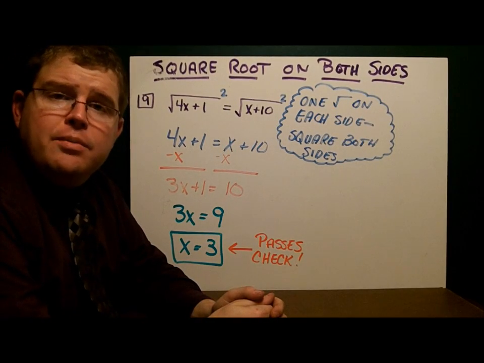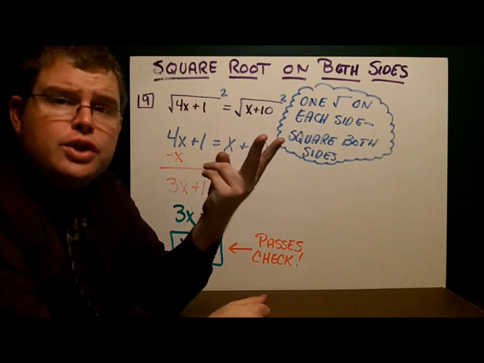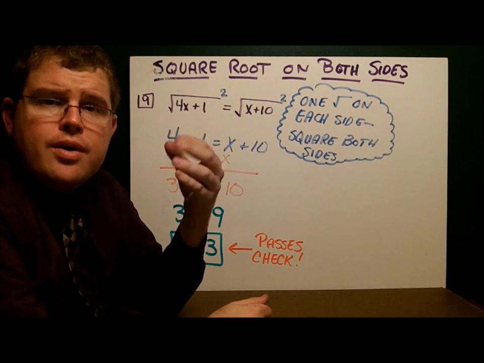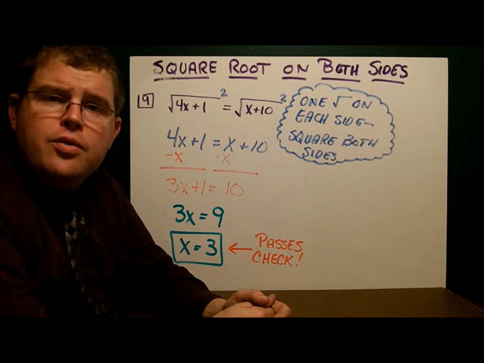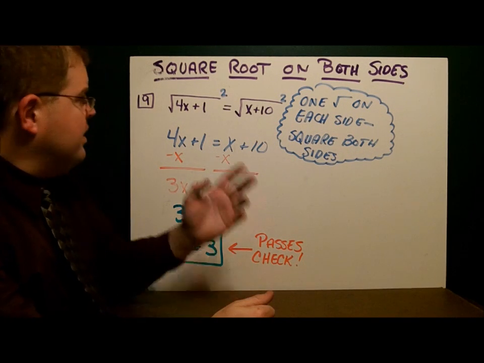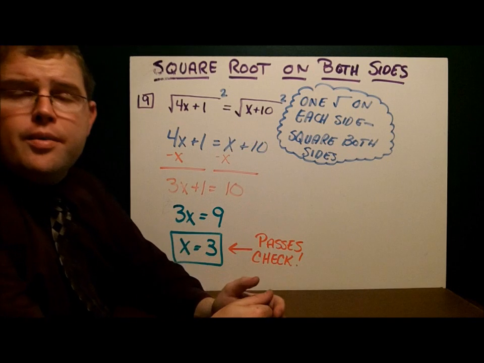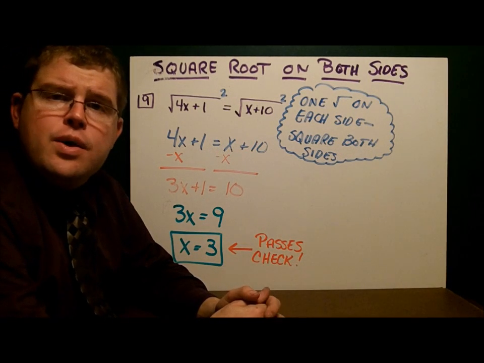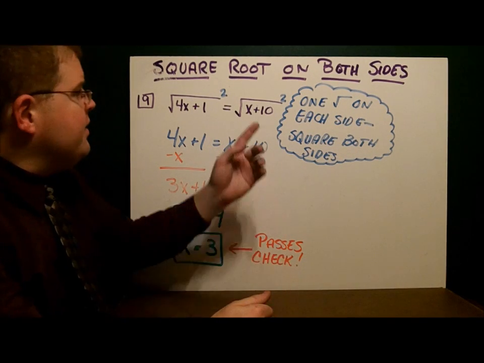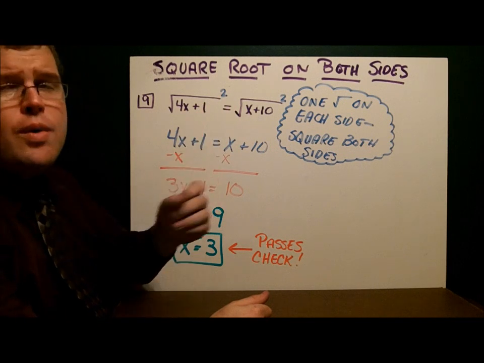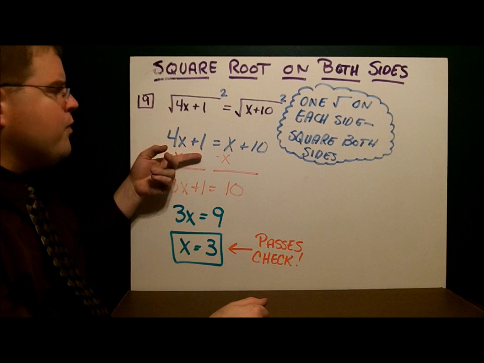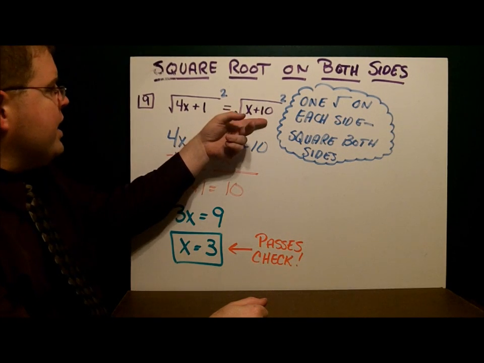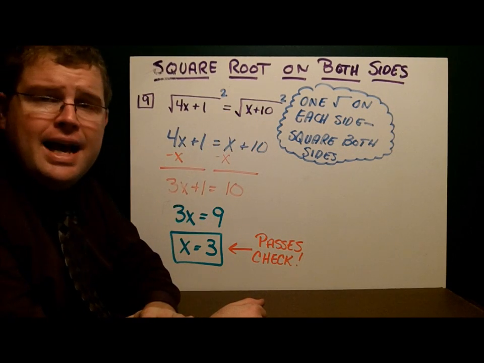Example 9 is a little bit different. Here we have two square roots, one square root on each side of the equal sign. That's what you want to do. You want one of them on each side. Once you have one square root on each side, then you just square both sides. And the opposite of the square root is the square, and so they cancel each other out. That leaves us over here with 4x plus 1, and over here with x plus 10.